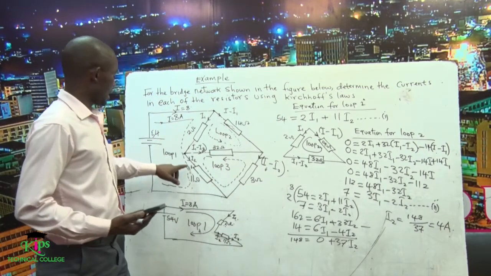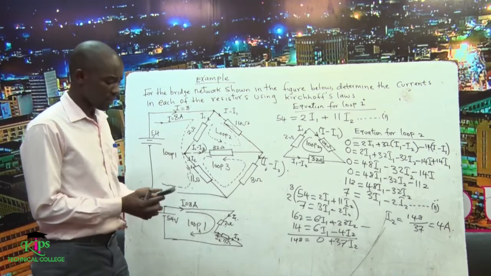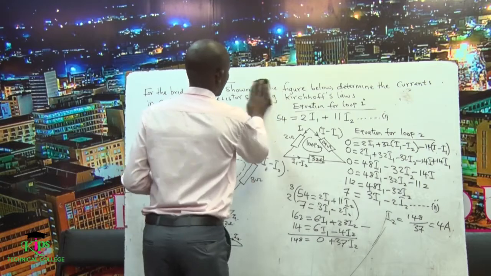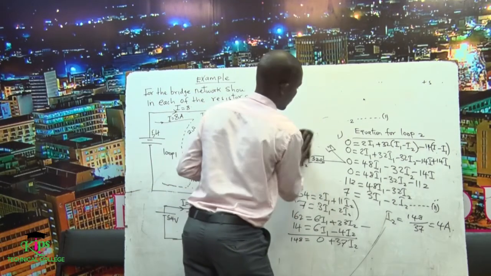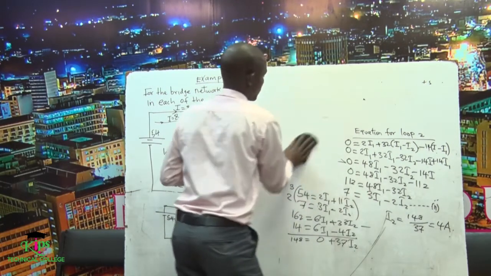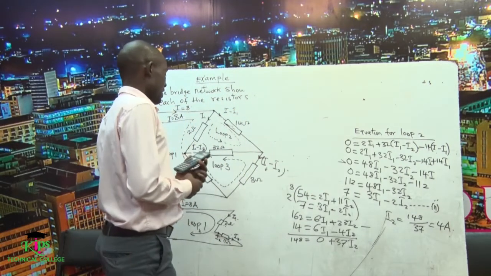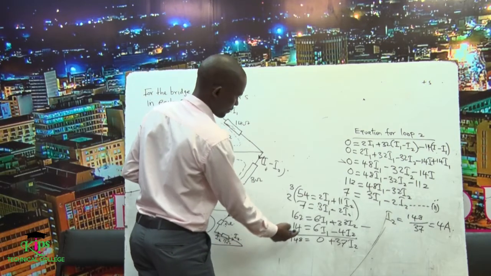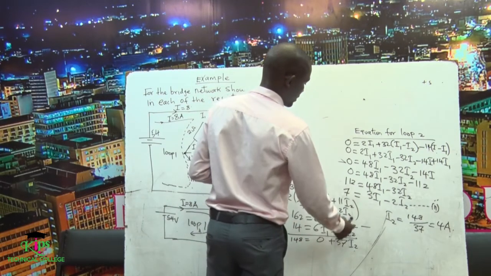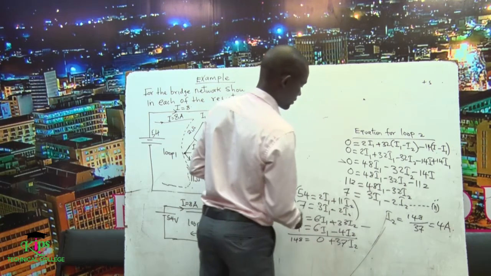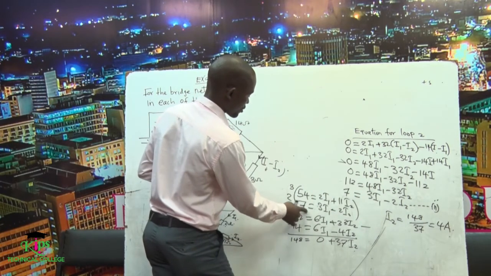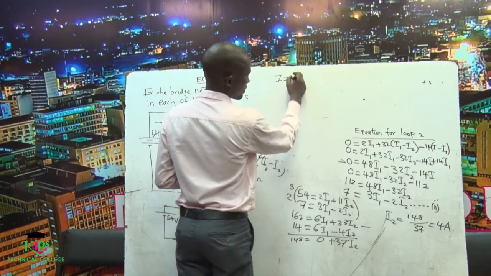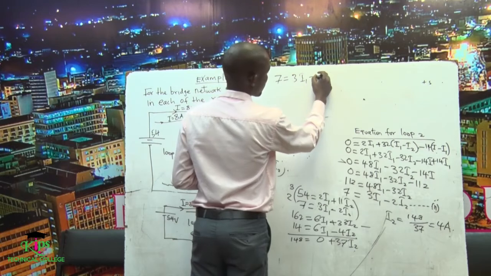What is the current I2? The current passing through this resistor. Once you have reached there, you can move ahead and clean this part. Once you are there, we now want to get our I1 from this particular equation. You can pick any of the equations. Our equation 2 was 7 is equal to 3I1 minus 2I2.